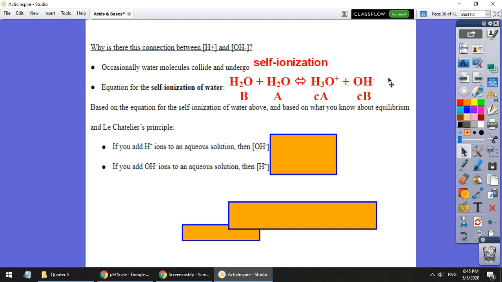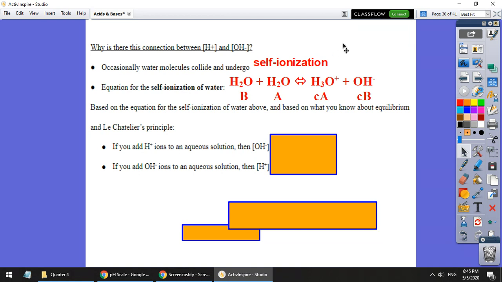Regardless of how many there are, though, in pure water there has to be the exact same number of H3O+ and OH- ions, because in this reaction we get exactly one of each. So that explains why pure water has a pH of 7 and why pure water has equal concentrations of H3O+ and OH-, because if we make one, we have to make another with this reaction.